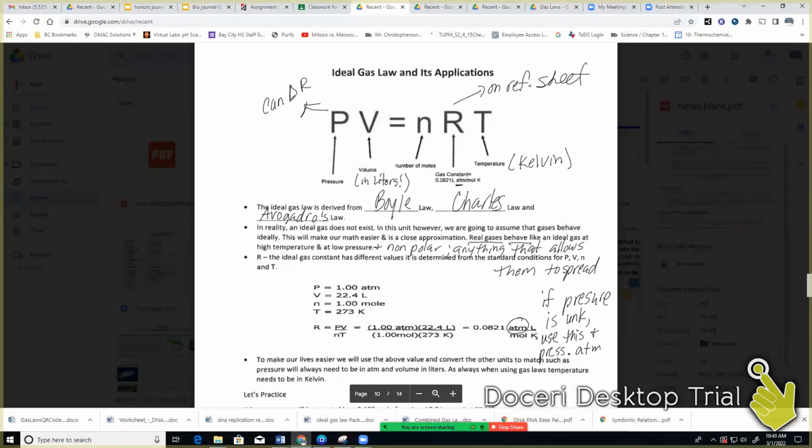So you can do one of two things as far as your R goes. Any kind of pressure, you can change it to atmospheres and then always use 0.0821, or you can change out your R values based on the pressure that you know. That's kind of what I like to do. I think that's a little bit less work. And like I said, we'll look at a couple of those here shortly.